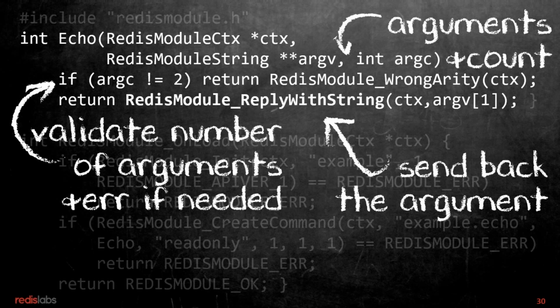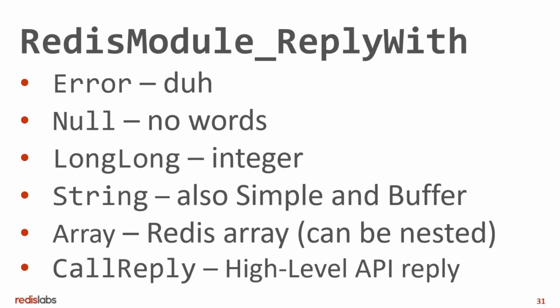So this is perhaps the simplest module you can write, and it uses only the operational layer. We register the module, we check the arguments, we reply, but nothing major going on here. You can actually send replies to the user in any supported form of replies. So Redis Module underscore reply with has several flavors. You can reply with an error, with a null, with an integer, a string, an array, and so forth.